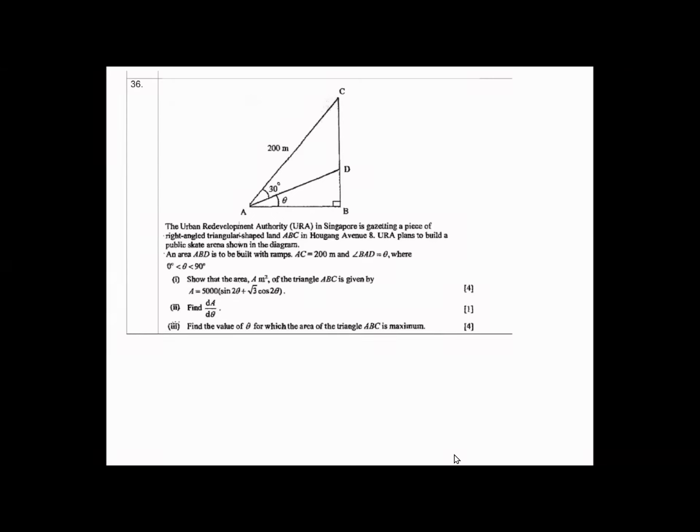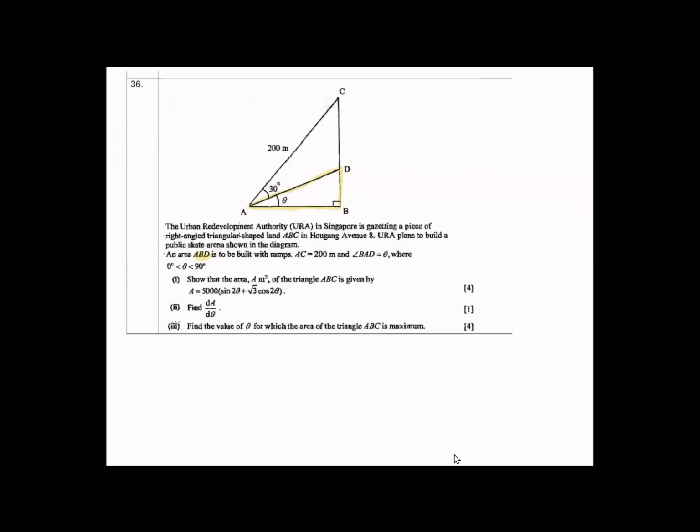An area ABD is to be built with ramps. Okay, just ABD, let me just mark it. ABD is to be built with ramps. AC equals 200 meters, angle BAD equals theta, and theta is strictly between 0 and 90 degrees, not 0, not 90. Part 1: show that the area A meter squares of the triangle ABC is given by that formula.